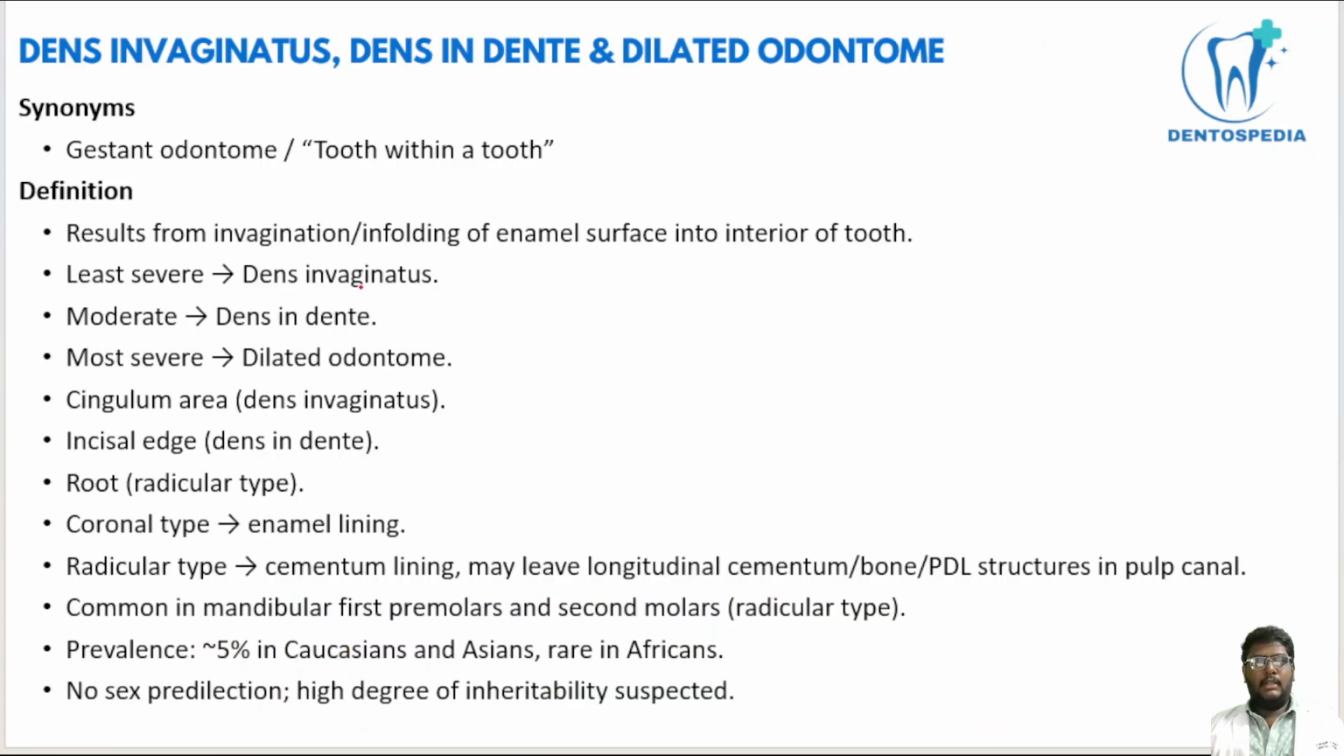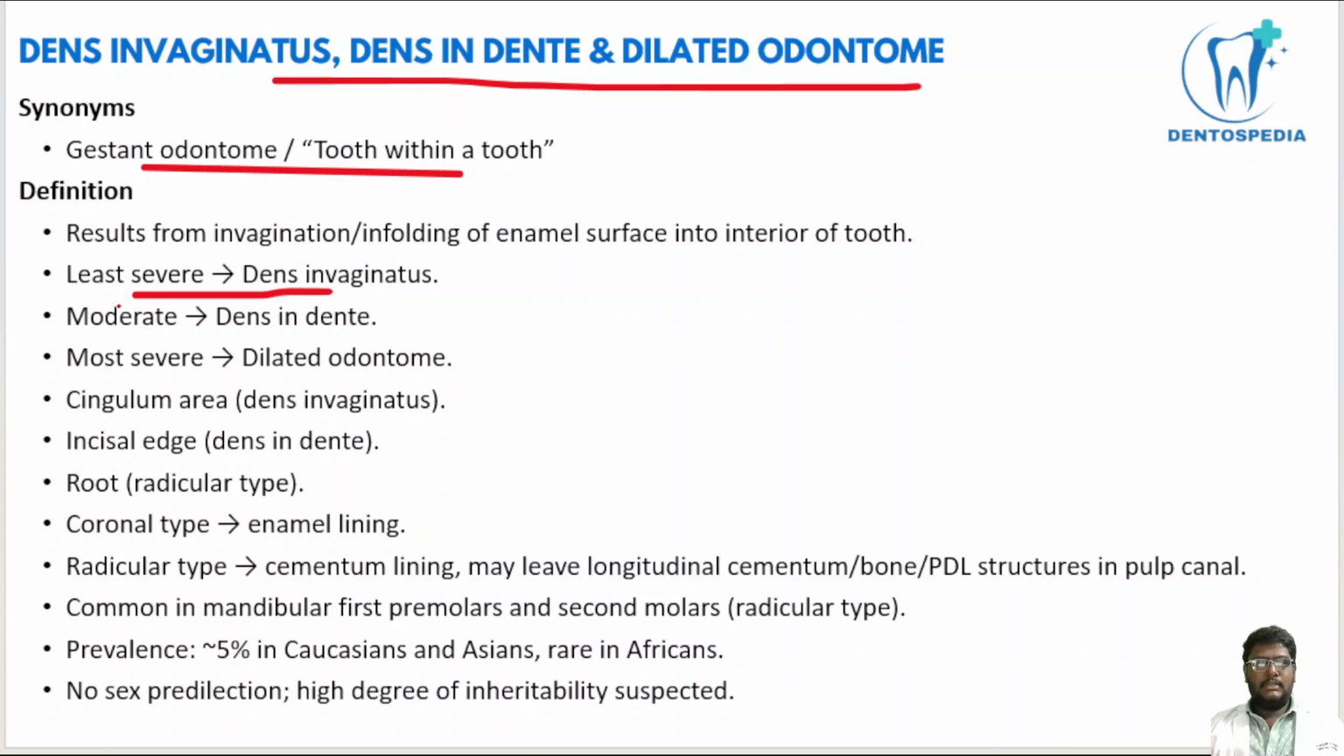And coming to another anomaly, that is dens invaginatus, dens indente, and dilated odontome. The synonyms are dilated odontome or tooth within a tooth. So the least severe form is dens invaginatus, the moderately severe form is dens indente, and the most severe form is dilated odontome. Okay, it occurs mainly due to invagination or infolding of the enamel surface. So these are the main important types of dens invaginatus.